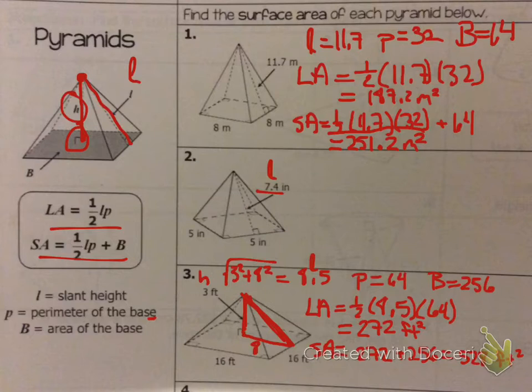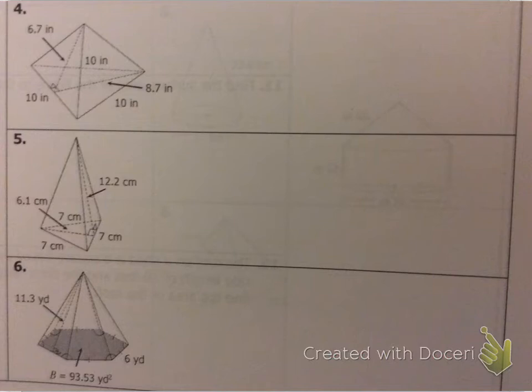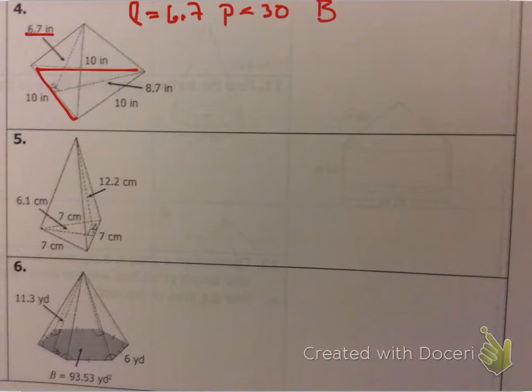Now let's look at the volume. Actually, before I look at the volume, let's look at one more problem with a triangular pyramid because I'm just too nice. Again, identify the things you need. In this case, my slant height is 6.7. That's this number. My perimeter is the 10 plus the 10 plus the 10. So that's 30.